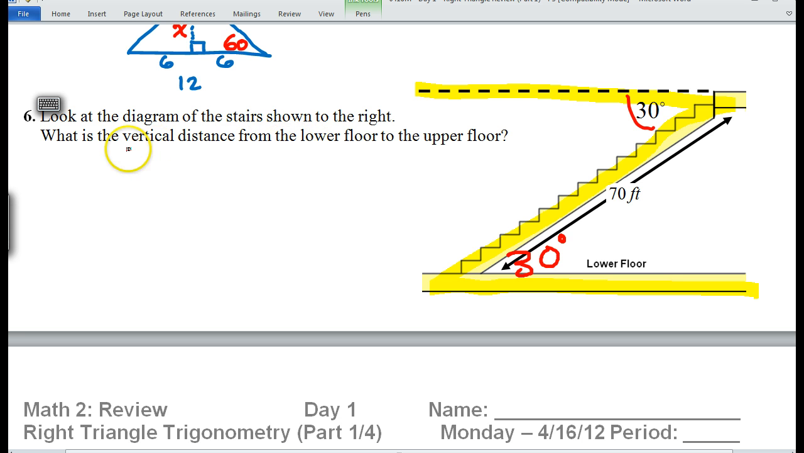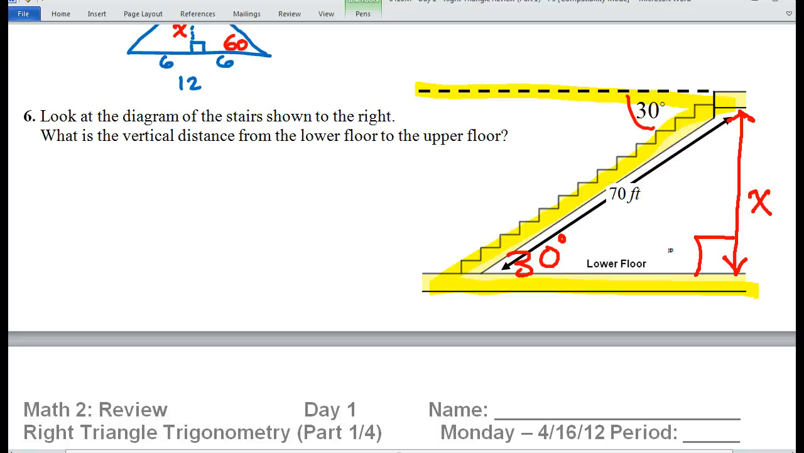We're supposed to find the vertical distance from the lower floor to the upper floor. So we're supposed to find this distance right here. Okay, so basically we have a right triangle. Again, we could use our special triangle, our 30, 60, 90 triangle knowledge. This that we're trying to find, this vertical height, that's the short leg. Looking at our chart, what's the relationship between the short leg and the hypotenuse? Double. It's double. The hypotenuse is double. The short leg is half.